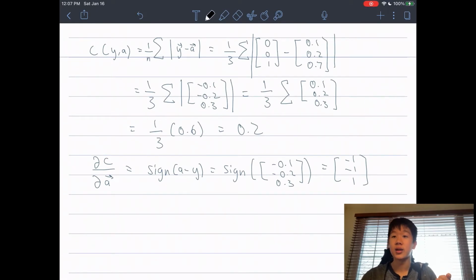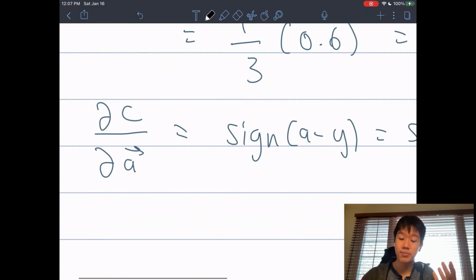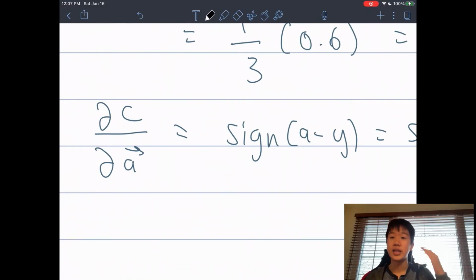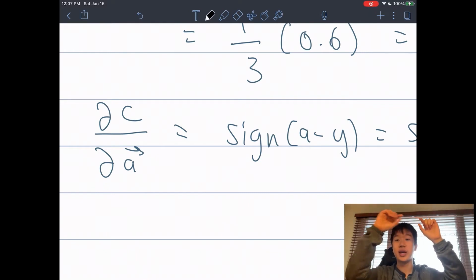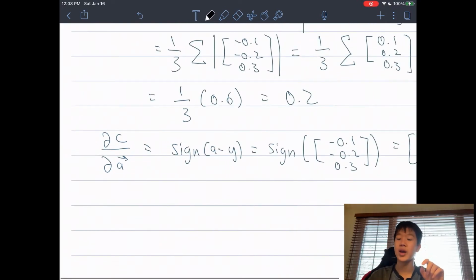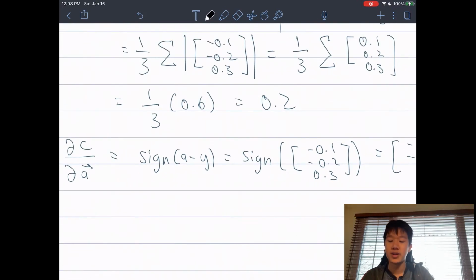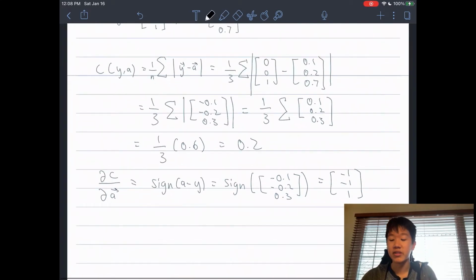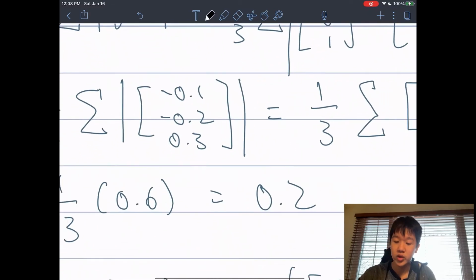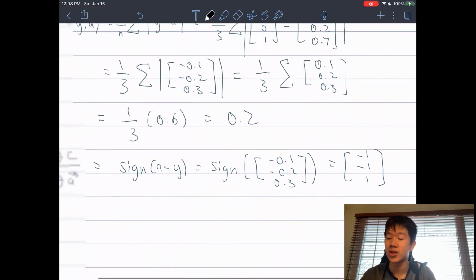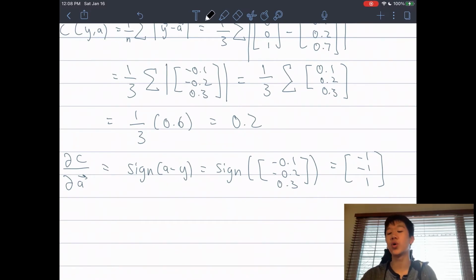Then I can calculate the partial derivative. So del c over del a, but for the vector a, is going to be a vector comprised of del c over del a1, del c over del a2, del c over del a3, and so on and so forth. This is going to be sign of a minus y, and again, it's not going to change, which gives me the sign of this difference, which was minus 0.1, minus 0.2, 0.3, and this is equal to minus 1, minus 1, 1, because minus 0.1 and minus 0.2 are smaller than 0, giving minus 1, and 0.3 is bigger than 0, so this gives me 1.